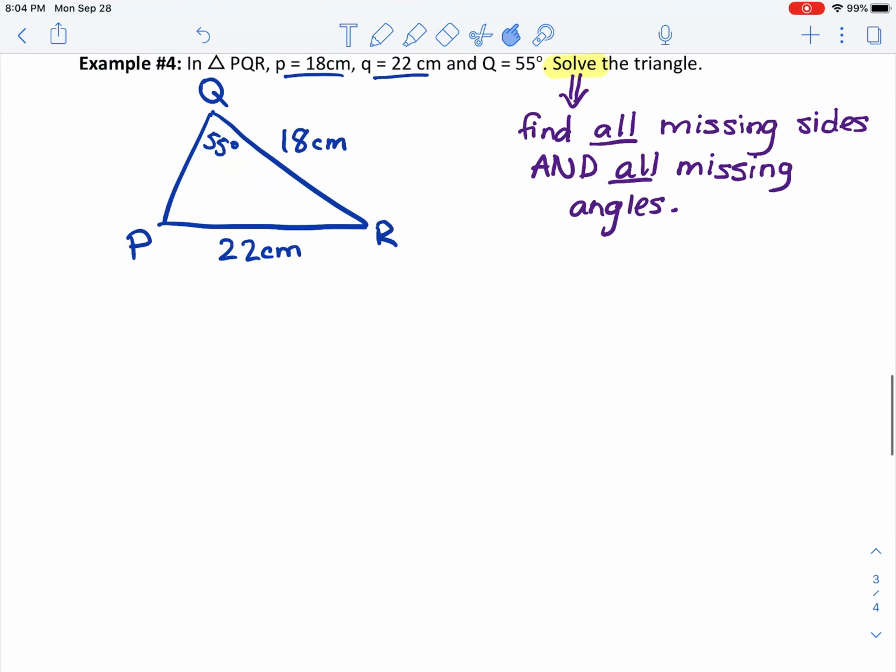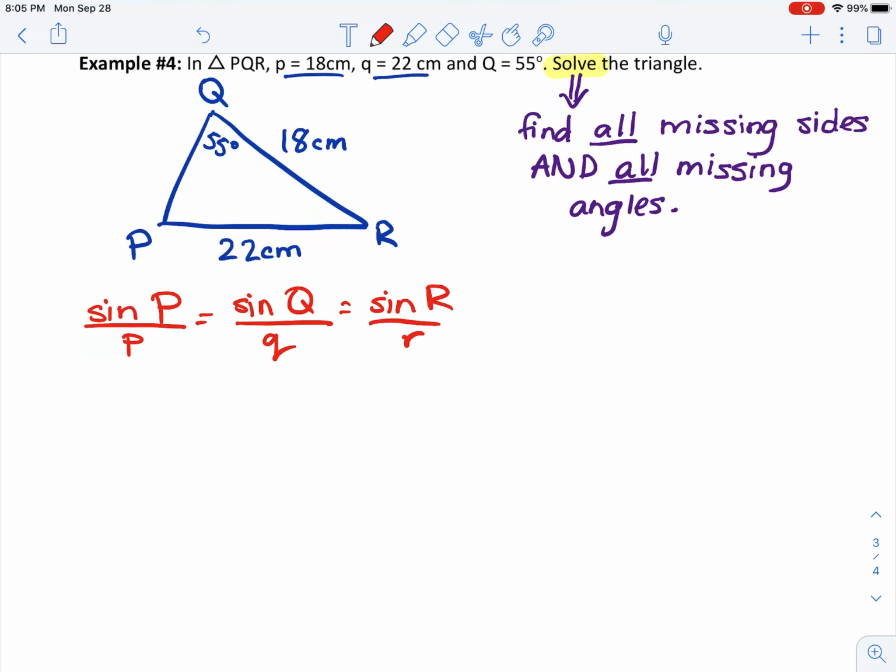We can just start using our sine law. And you can find whatever you want first. I'm going to find angle P. Set it up. And fill in everything we know. I don't know angle P, but I do know side P. I know angle Q and side Q. I'm going to stop there because I don't know any R. And start cross multiplying.